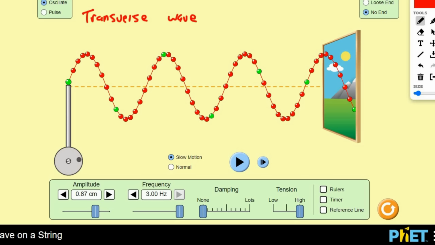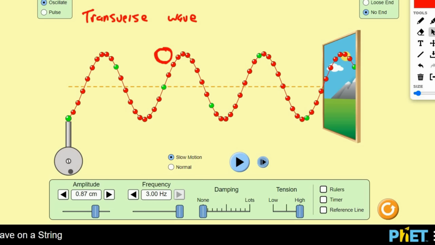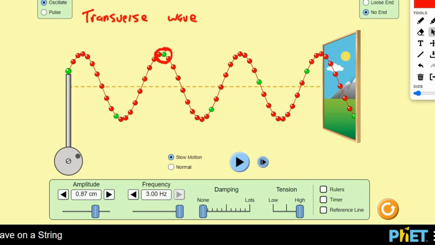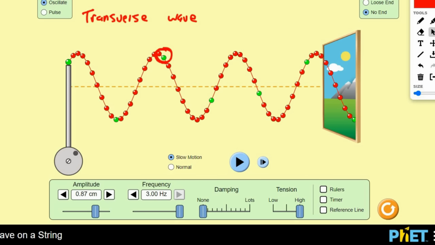Why do we call it a transverse wave? Well, what I want you to quickly do is I'm going to play this wave in slow motion, and I want you to keep your eye on this green particle over here. I'm just going to fast forward this a little bit at a time, and I want you to look at that green particle. Is it going up and down, or is it going left and right? If you keep looking at that green particle, it's going up and down.